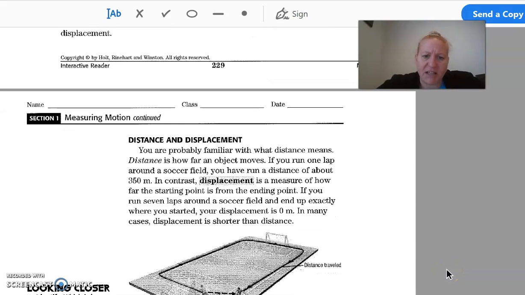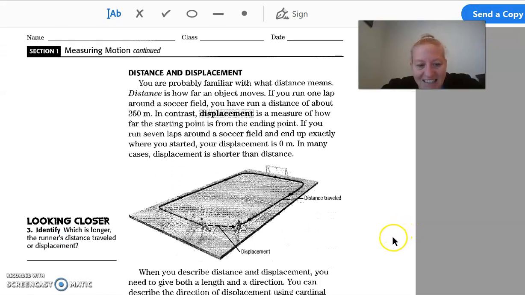Distance and displacement. You are probably familiar with what distance means. Distance is how far an object moves. If you run one lap around a soccer field, you have run a distance of about 350 meters. In contrast, displacement is a measure of how far the starting point is from the ending point. If you run 7 laps around a soccer field and end up exactly where you started, your displacement is 0 meters. So it seems as if you haven't moved, but you have. In many cases, displacement is shorter than distance.